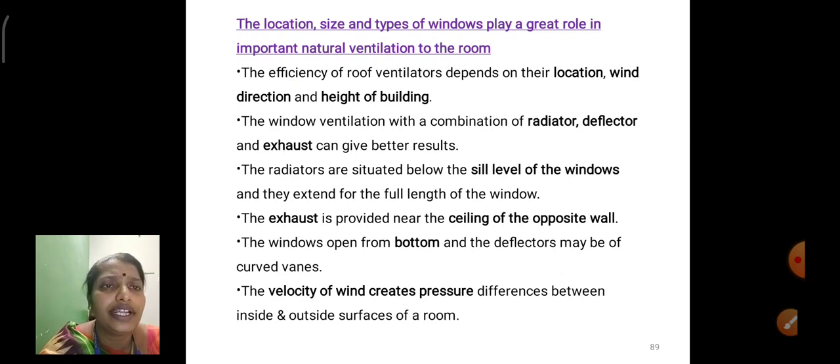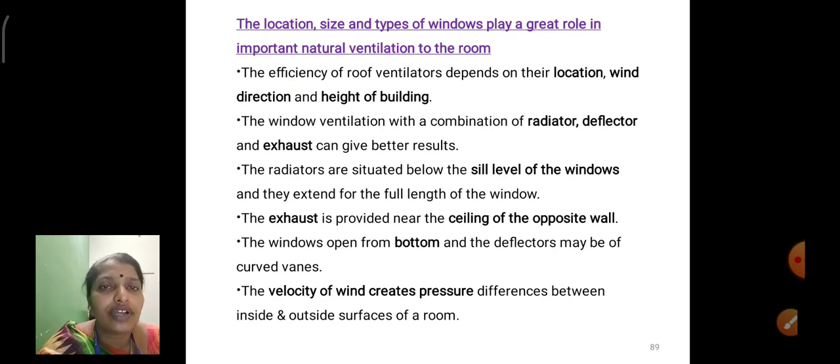And another important point: for the ceiling of the opposite wall, we have to use an exhaust or exhaust fan, or a bathroom exhaust fan, and then a kitchen exhaust or chimney, or any air ventilation purposes. Some materials are used for air ventilation purposes, or backside doors, and more windows for the kitchen side are adapted. These are for reducing the temperature. These windows open from the bottom, and deflectors may be curved vanes.